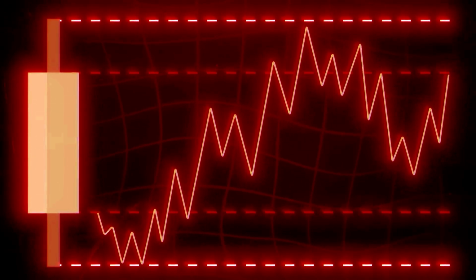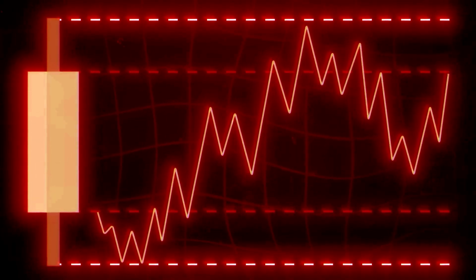Before you is an ordinary candle, but this candle isn't just a single price moment. It hides an entire story of market movement. Let's step down to a lower time frame. Now, this candle unfolds into a range. Price may rise, fall, or create false breakouts. All of this is hidden within a single candle on a higher time frame.